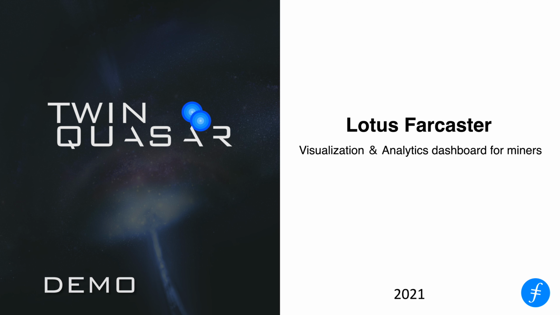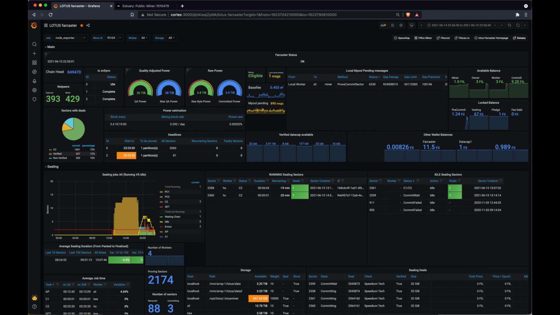During this presentation, we will go in detail through all the different features of the Lotus Farcaster dashboard. The technologies behind Farcaster are Grafana and Prometheus. This solution can be self-hosted for security reasons. The interface is accessible from any type of device, from PC to smartphone.